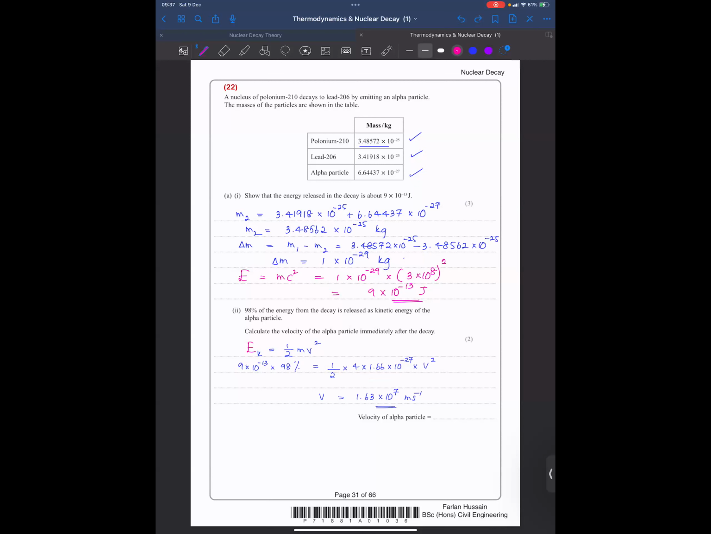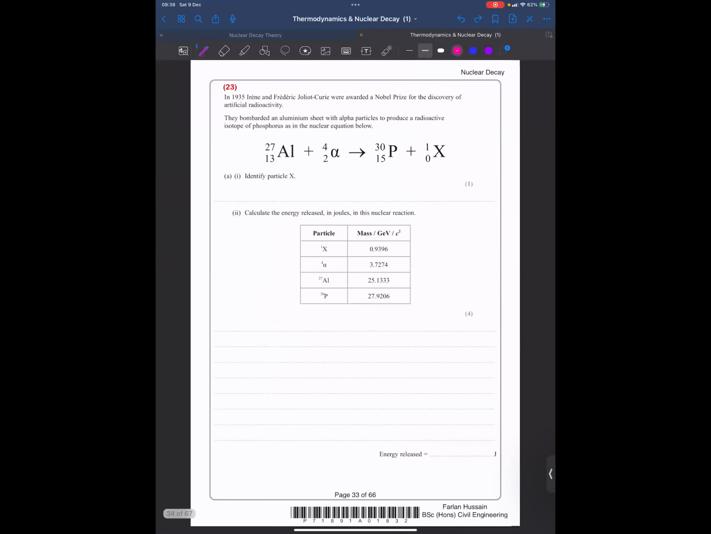Right. So as mentioned there, the lead particle produced can also have some kinetic energy. Okay. Let's turn to the next one, 23. Can you give it a try?